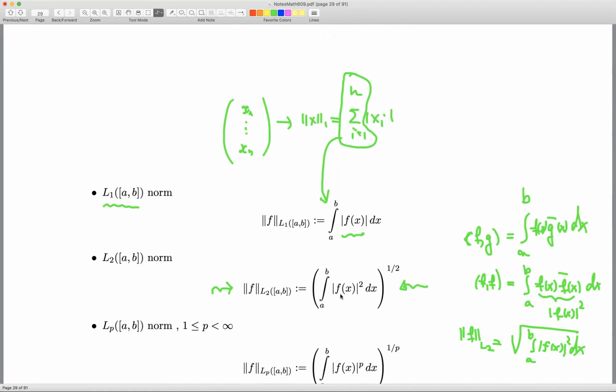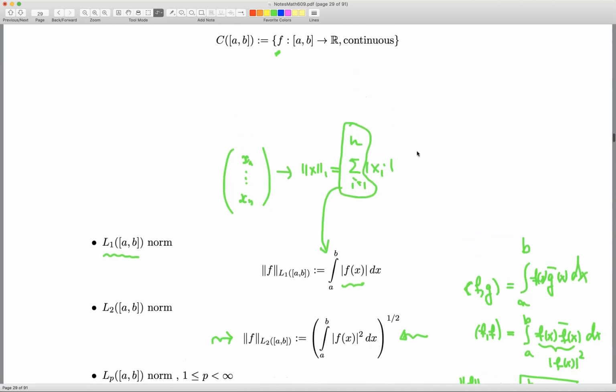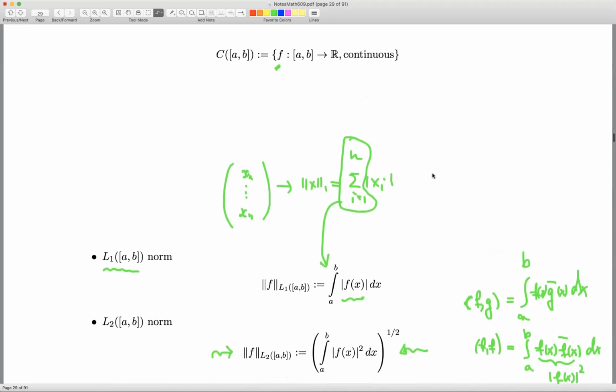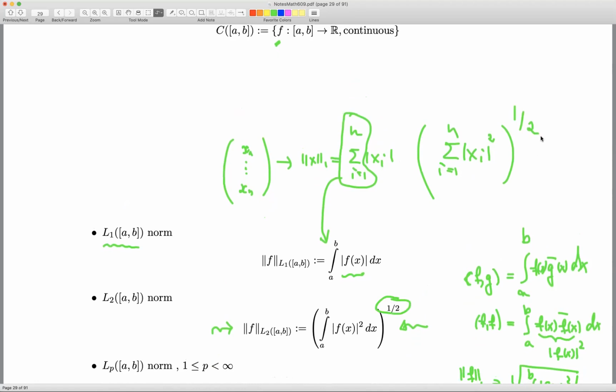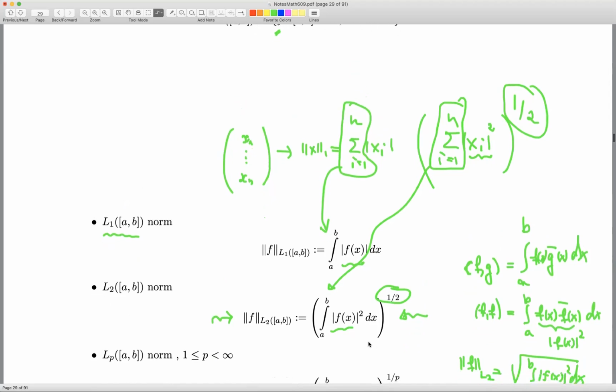And if you look at the discrete case, then what was the L2 norm? That was the sum of the absolute value of xi squared, i equals from 1 to n, and this raised to power 1/2. Again, the power here is the same. The sum is substituted by the integral, and then we have the sum of the absolute value of the coordinate squared, and here we have the absolute value of the function squared.